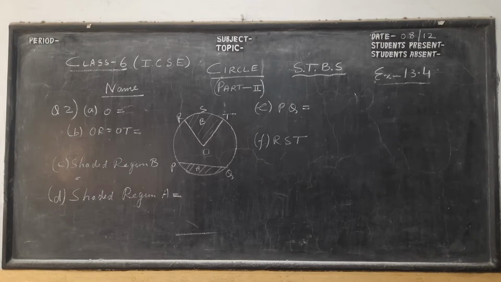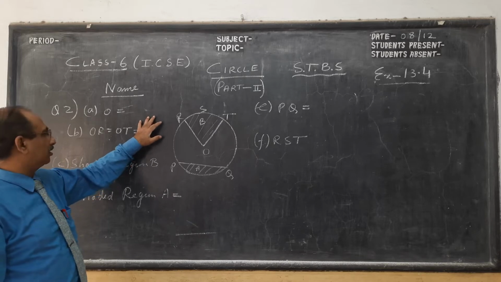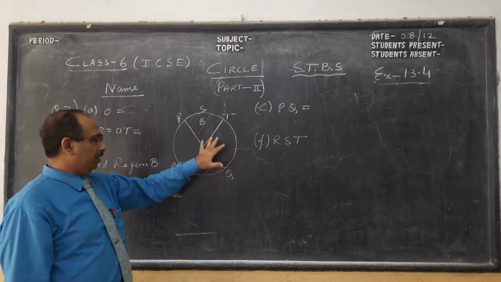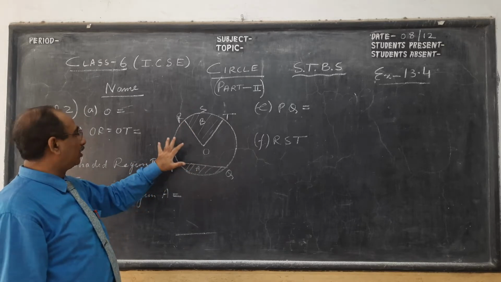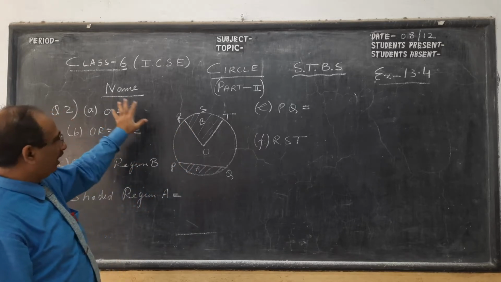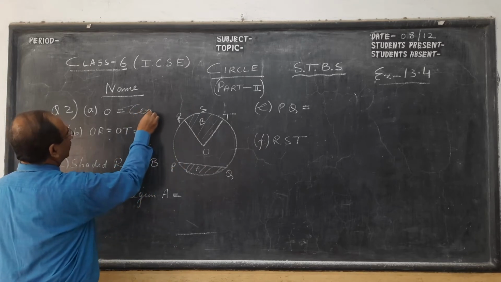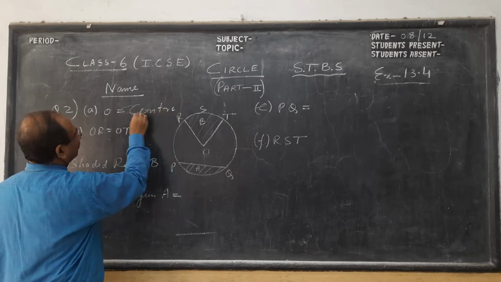Hello children, in this part 2 of the video, we are going to work more on our concepts on parts of the circle. So second question, if you see, we have a diagram. Here we are going to see which is what. So we have to name. What is over here, children? O is the center of the circle.